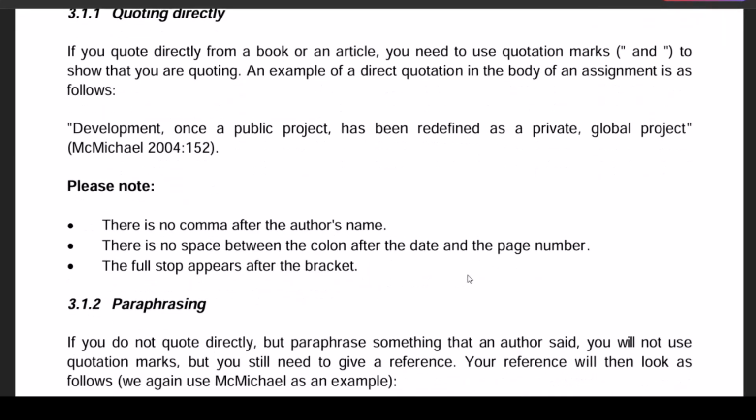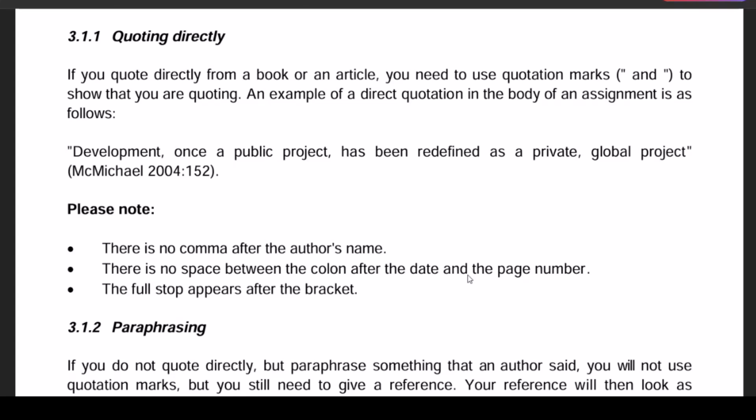All right. So here in quoting directly, they're saying there is no comma after the author's name. Ne? Someone can say, oh, they forgot to put a comma, but remember, Harvard and APA styles of referencing are different. In APA style, you put a comma after McMichael, so you will say McMichael, comma, 2004. In Harvard, you don't put a comma after the author's surname. You write it like that.